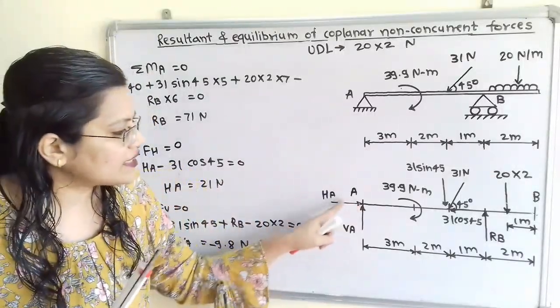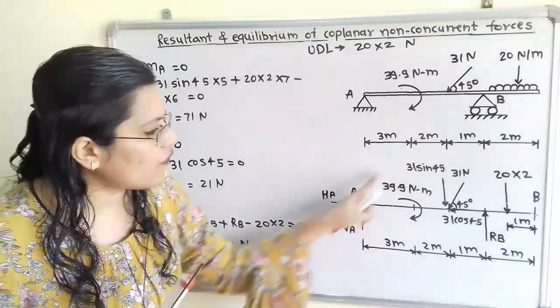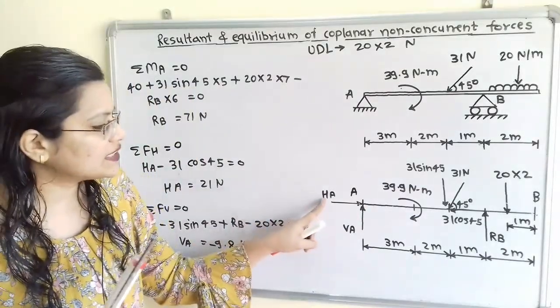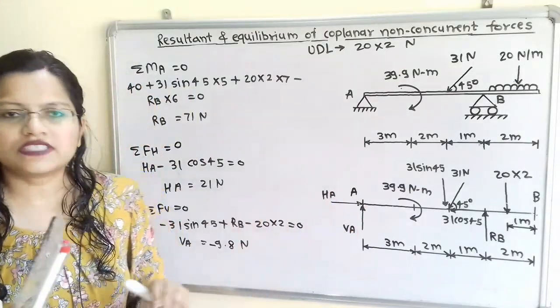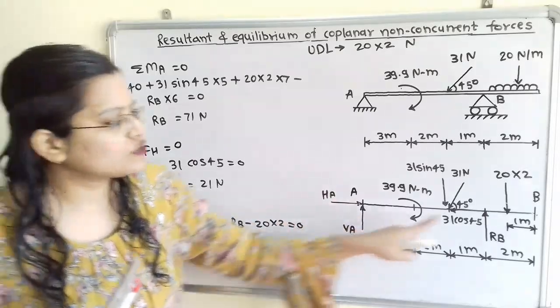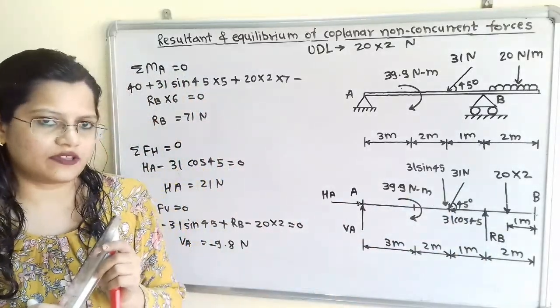Now at point A there are two unknowns. So if we take the summation of moments of all these forces about point A equal to 0, then HA and VA will become 0 in the equation because these two components act at point A, and there is only one unknown remaining, RB, and we can calculate the value of RB.